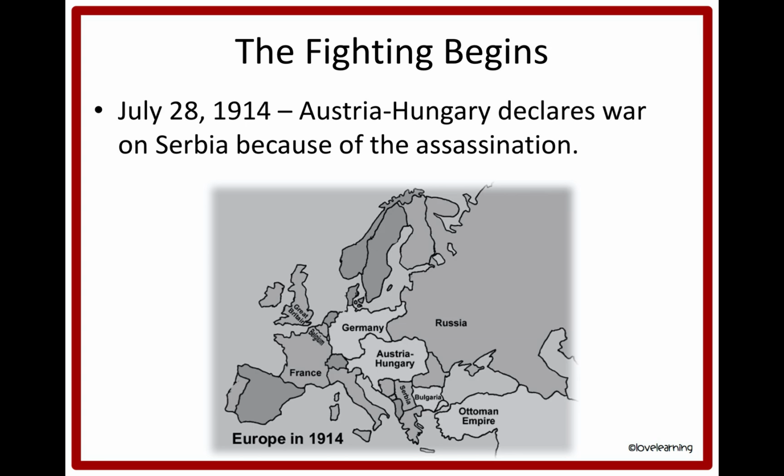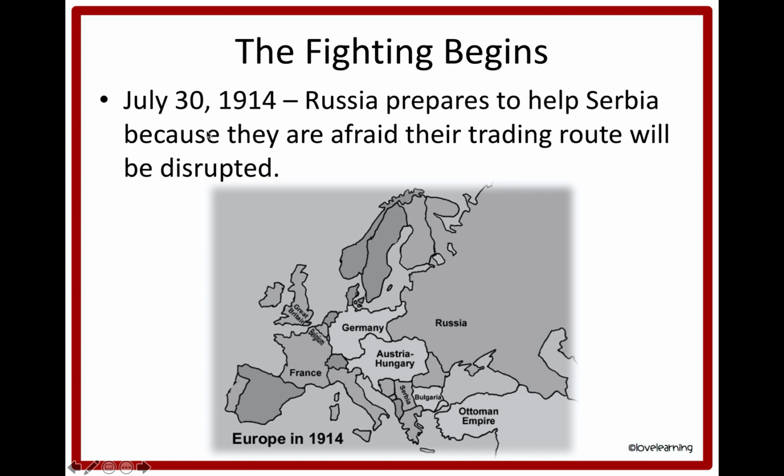The fighting begins. So, on July 28th, 1914, Austria-Hungary declares war on Serbia because of the assassinations. Austria-Hungary declares war on Serbia right here. July 30th, 1914, Russia prepares to help Serbia because they are afraid their trading route will be disrupted. So Russia says, I'm going to help you, Serbia, right?